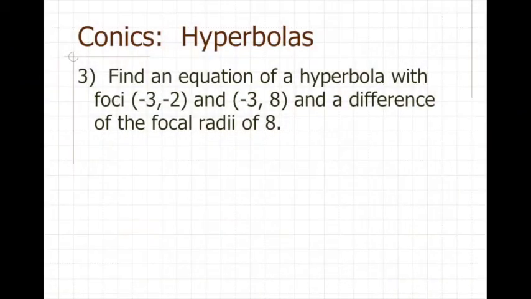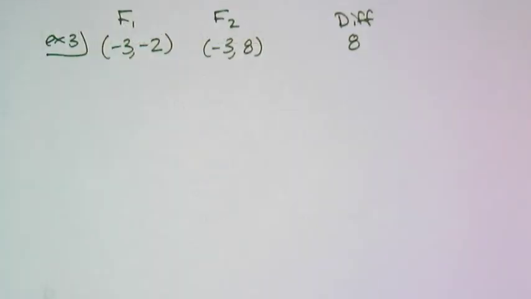Finally, let's find an equation of a hyperbola with a shifted center. So the foci are at -3, -2, and -3, 8, and now we have a difference of focal radii of 8. All right, now let's figure out that equation for that final example with the shifted foci and shifted center.